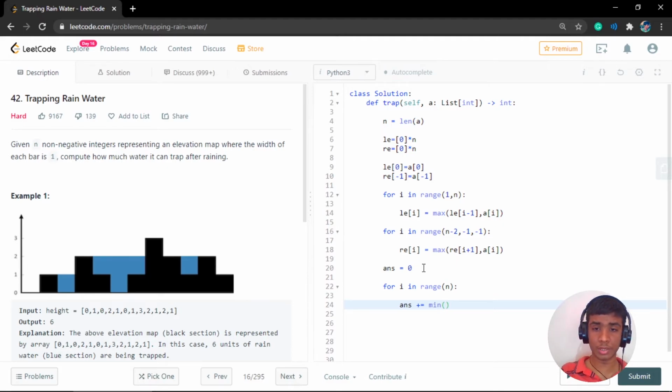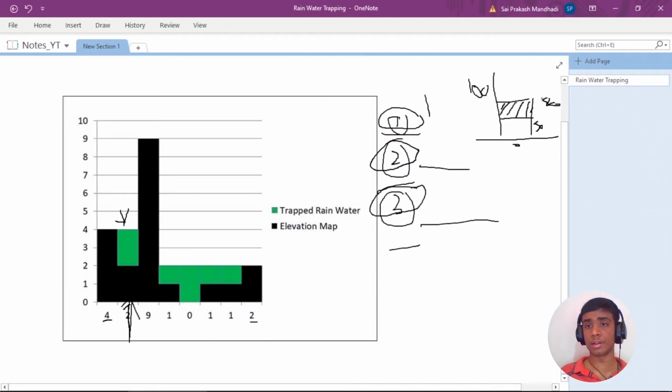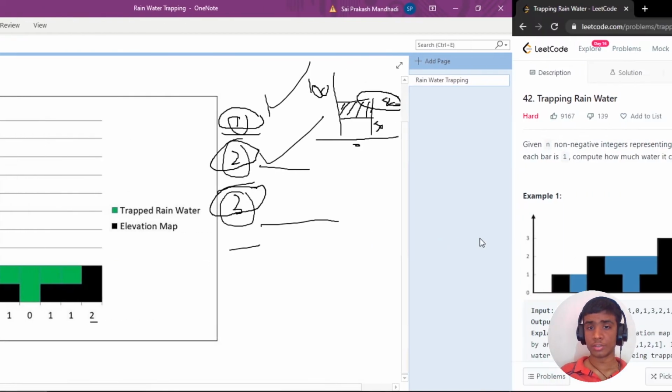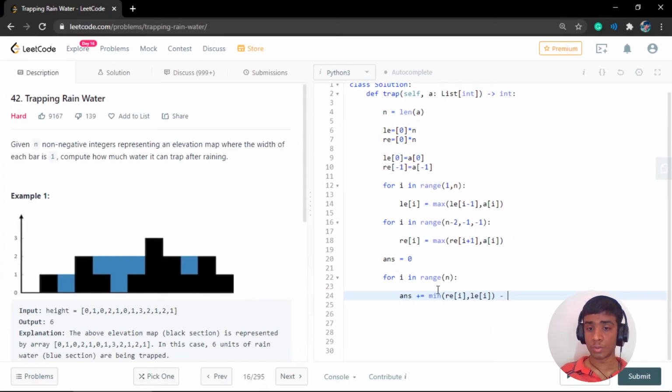What is the minimum of right elevation of I and left elevation of I? So what is the minimum of those both? Because as I said, the water is going to be stored only up to the level at which the minimum elevation is present. In our case, that is 80. So we have completed our second statement. The third statement says to also consider the present elevation that you are in. So we are going to subtract our present elevation, because the water is not going to be present on our present elevation, right?